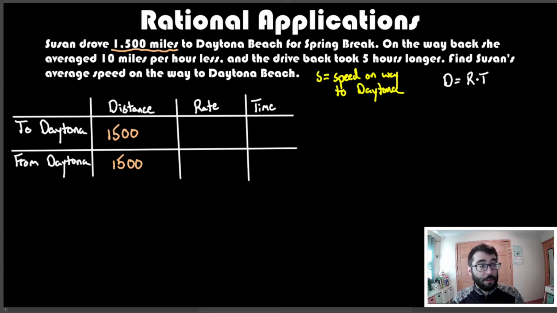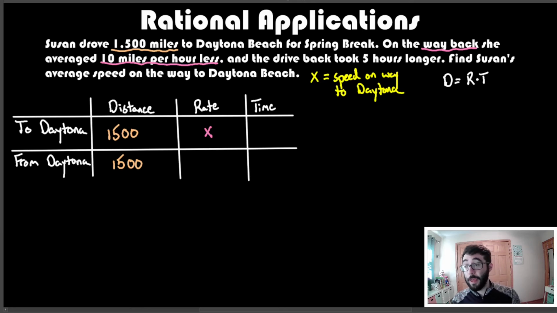Now the rest of this is going to get a little bit trickier. On the way back, she did 10 miles per hour less. The only thing is we don't know the rate going to Daytona. But that's actually what we're solving for. Ooh, I got two variables. I'm calling it X in the table. I'm calling it S up top. Let me go ahead and change that S to X to make this make a little bit more sense. There we go. Definitely don't want to be changing your variable up midway through the problem.